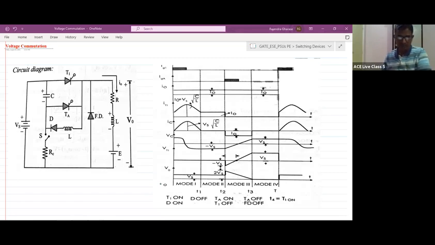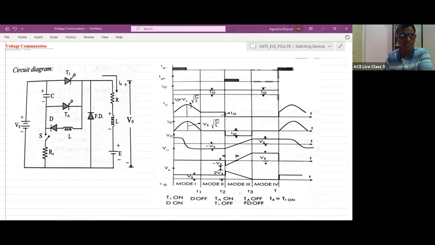So here is the circuit diagram for the voltage commutation. This is the supply voltage Vs. Here is a capacitor C. The voltage across the capacitor is said to be positive if the upper plate is at higher potential and the lower plate is at lesser potential. The main thyristor is T1. TA is the auxiliary thyristor. Means in order to turn off the main thyristor, we are using one more thyristor, that is the auxiliary thyristor. Next we have the inductor L, diode D, and here is the RC.